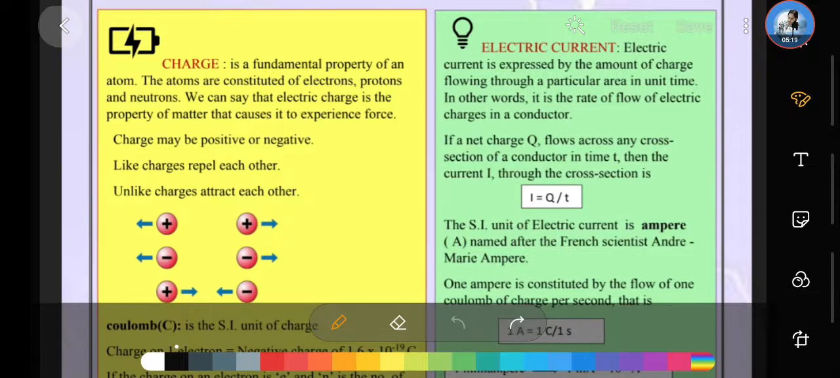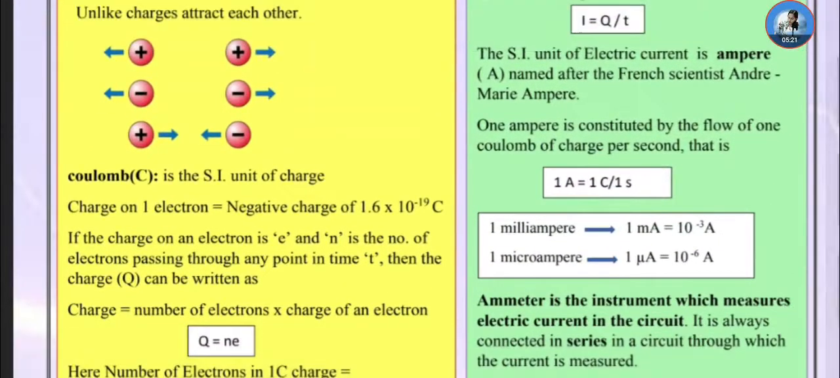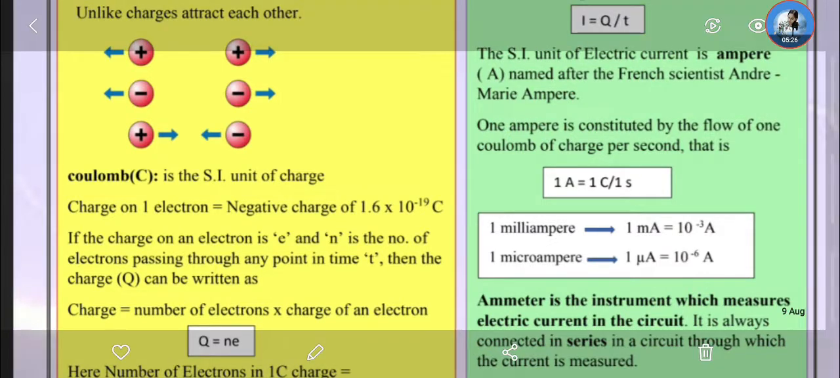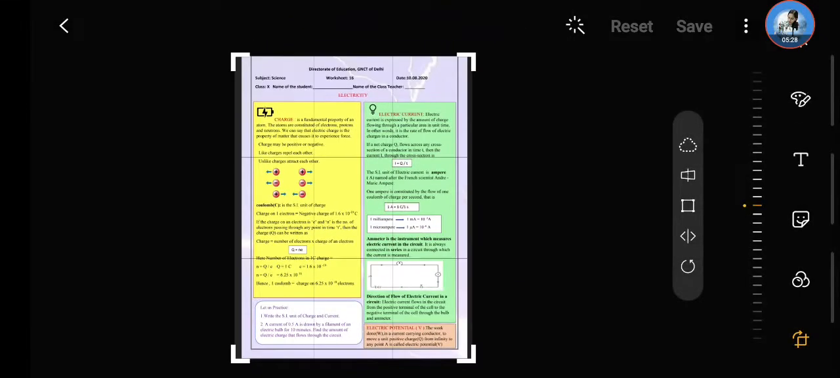Okay. Next, what is 1 ampere? When 1 coulomb of charge passes through any conductor in 1 second.